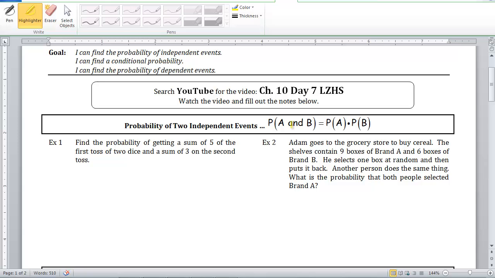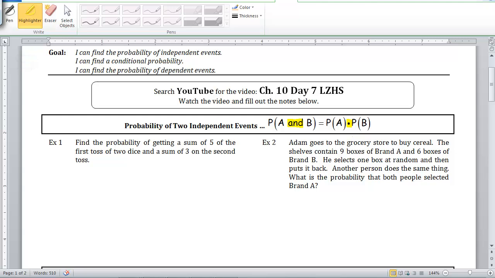In this video, you will learn how to find the probability of independent and dependent events and how to find a conditional probability. Let's start with the probability of two independent events. If two events are independent, but you need both events to happen, that would mean we need both events A and B to happen. So I would take the probability of A and multiply by the probability of B. This is what we've been doing all along.